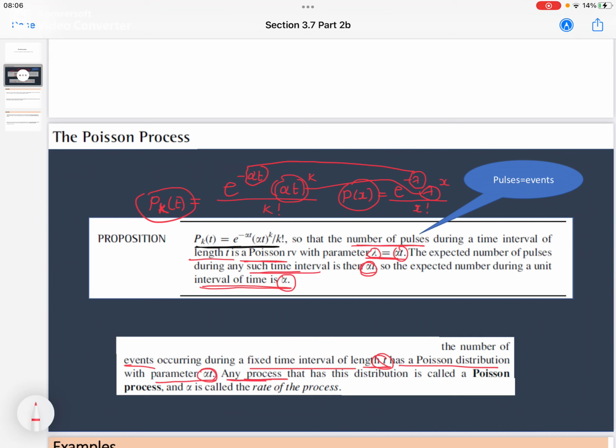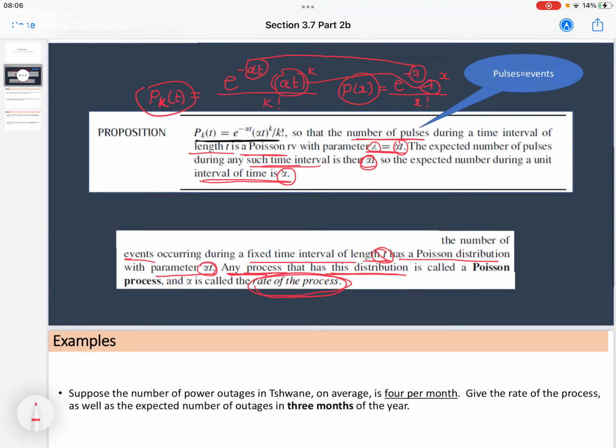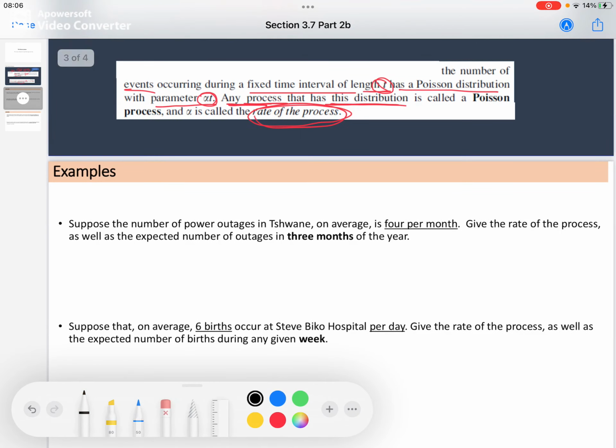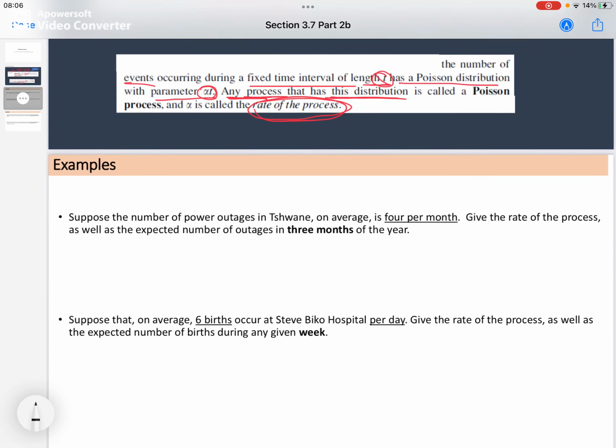So the Poisson process says any process that has this type of distribution is called a Poisson process, where alpha is called the rate of the process. The rate of the process, or the number of successes or events that happen in a unit interval of time, is given as alpha. Right, so let us have a look at a couple of examples so that this is clear to you.